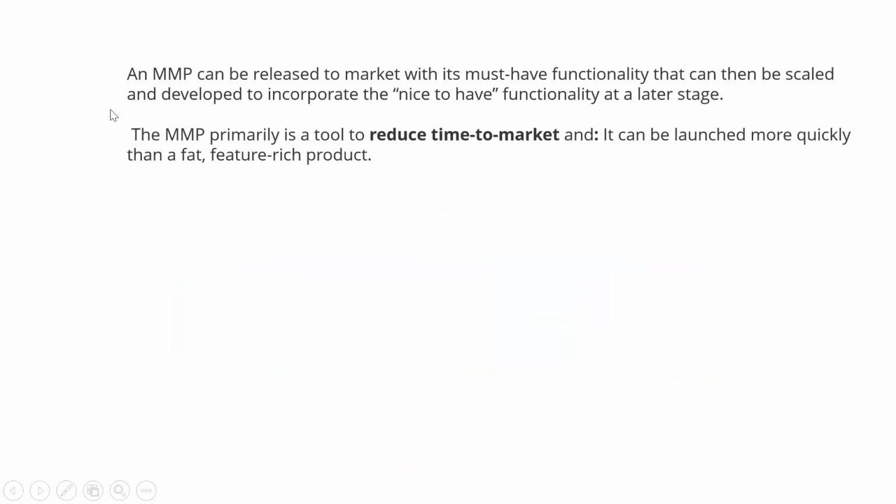So MMP can be released to the market with its must-have functionality that can be scaled and developed to incorporate nice-to-have functionality at a later stage. It will have all these must-have functionalities together, and later you can add further functionalities. So the MMP is primarily a tool to reduce time to market, and it can be launched more quickly than a fat, feature-rich product.